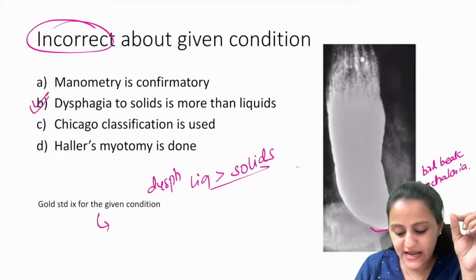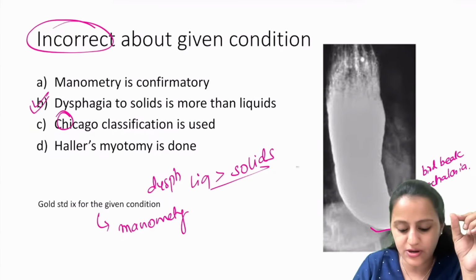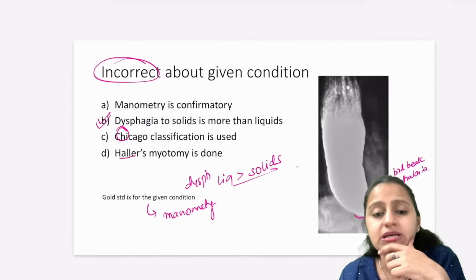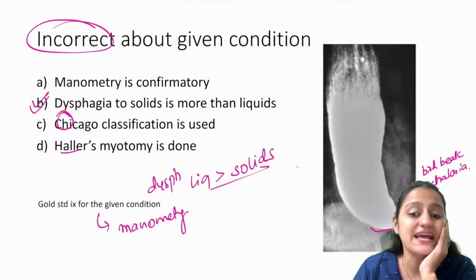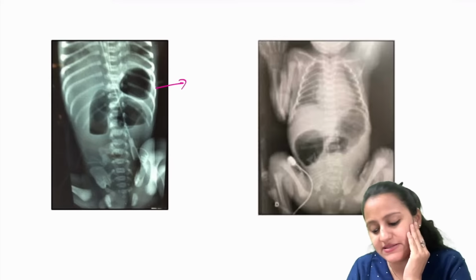Okay. Gold standard investigation is manometry. Okay. We use Chicago classification and Heller's myotomy. So remember, this is about achalasia. What is the diagnosis here in this image?